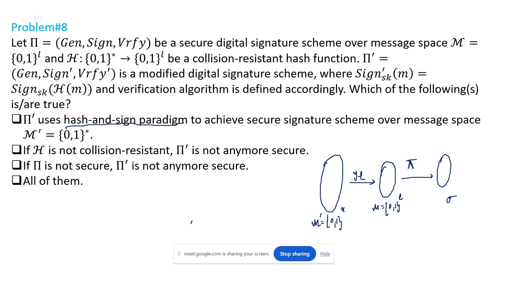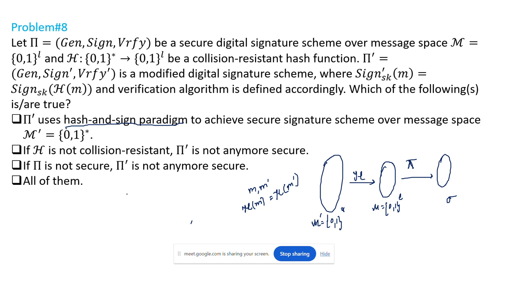That is true, because you hash first and then sign, and message space is 01 to the power star. Why will it be secure? Because if H was not secure, then pi dash will not be secure. Why? Because if H is not collision resistant, then you are able to come up with two messages m and m dash for which H of m and H of m dash are the same. That is what the collision resistant property of H says. If you are able to come up with such a collision pair, then you can query the signing oracle of the scheme pi dash.